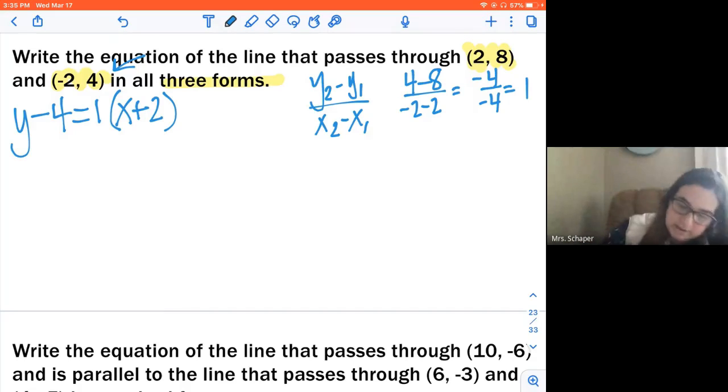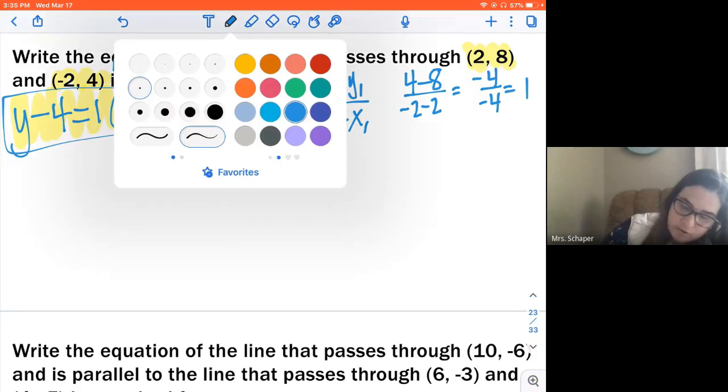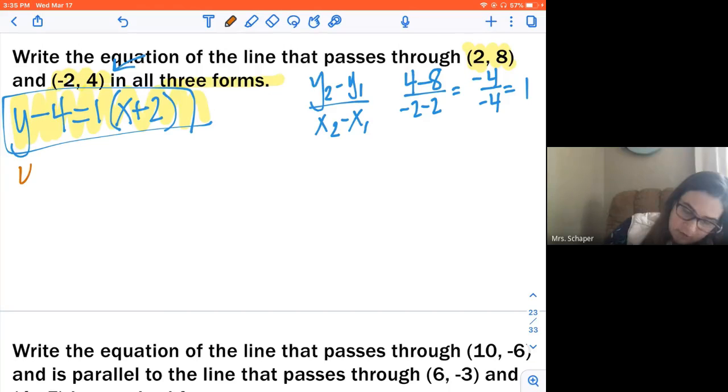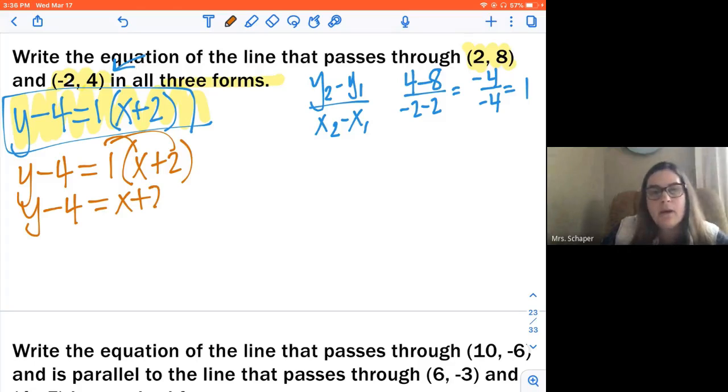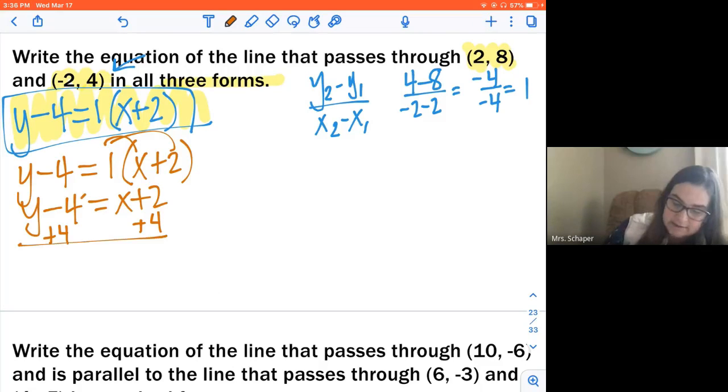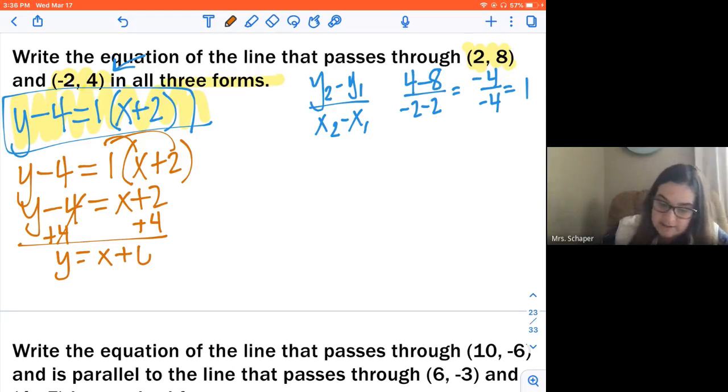Now I need to get it from point slope form into slope intercept form. And so when I want to write it into slope intercept form, I'm going to take y minus 4 equals 1 times the quantity x plus 2. I start by distributing. So y minus 4 equals x plus 2. And then from here, I'm going to add 4 to both sides. So y equals x plus 6. This is my slope intercept form of the line. And what we're doing is translating.